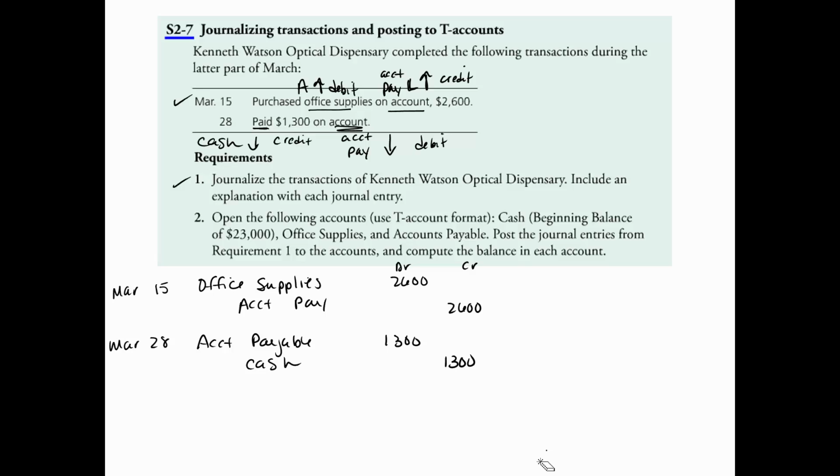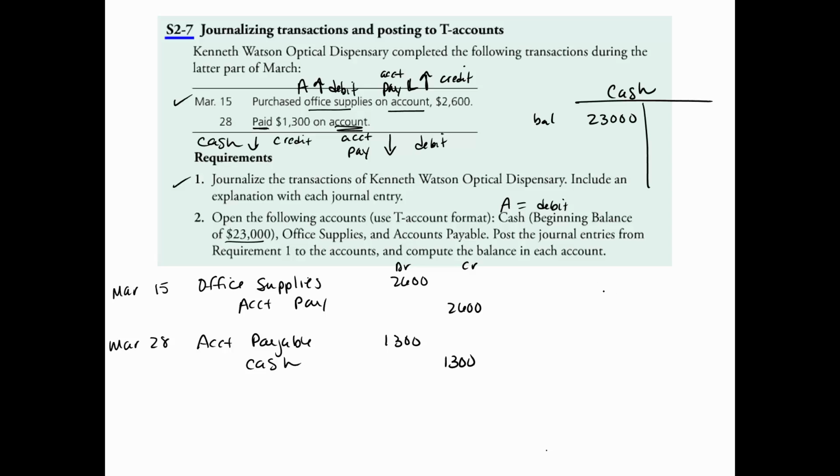Then part two says to post each of these to the T account. So this would be the same thing as posting it to the ledger, but a simplified version. So we need to open 3 T accounts. They tell us that cash has a beginning balance of $23,000. We know that cash is an asset and the normal balance is a debit, so that $23,000 must be on the debit side. So I'm going to put that over here and tell it that's my balance.